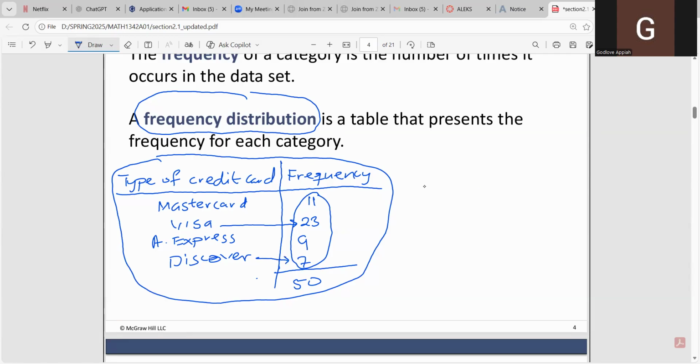So that simply means that a lot of customers for this company prefer to use Visa card ahead of all these other credit cards. That is a conclusion that you can easily make by just looking at this frequency distribution. And that is why it is important to organize any kind of data so that you can easily understand what is happening behind the data set. Is that clear?